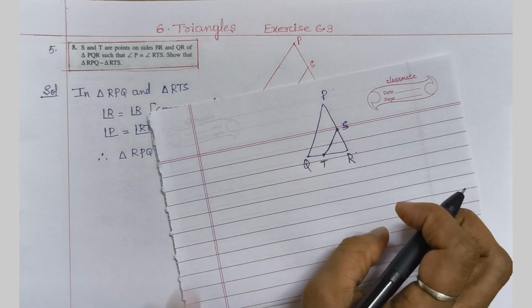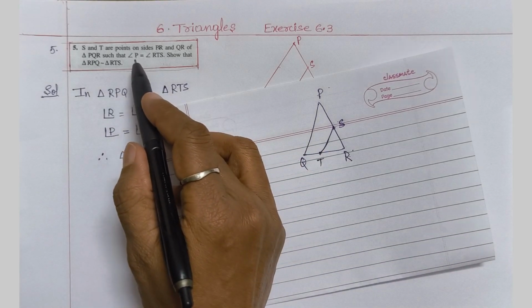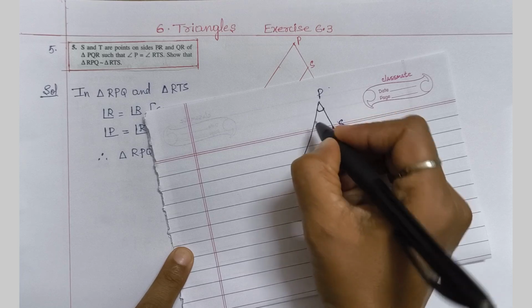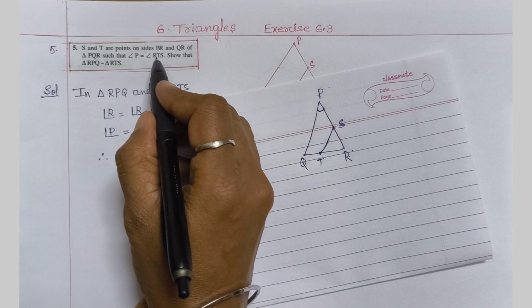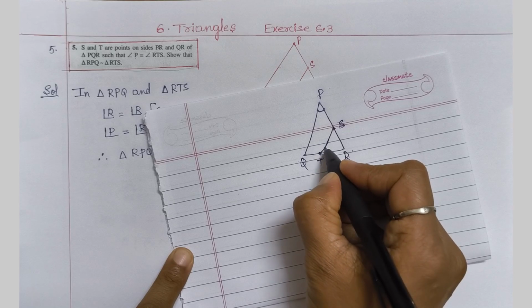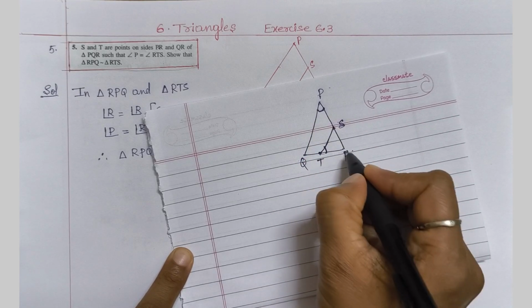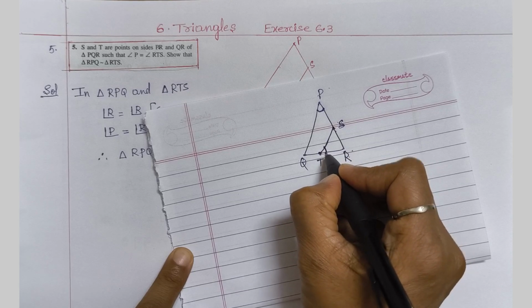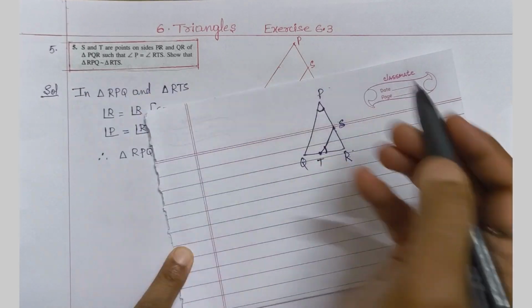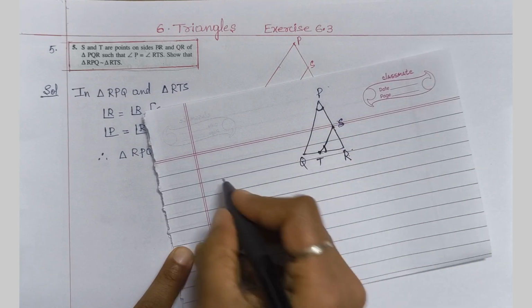Now join it. Next, what is the clue given? See here, angle P. Angle P means this is the angle. Angle P is equal to angle RTS. RTS means the middle one, T is the angle. Angle P, this angle, is equal to angle RTS. These both angles are equal. Now we have to prove what? RPQ. RPQ means this big triangle.